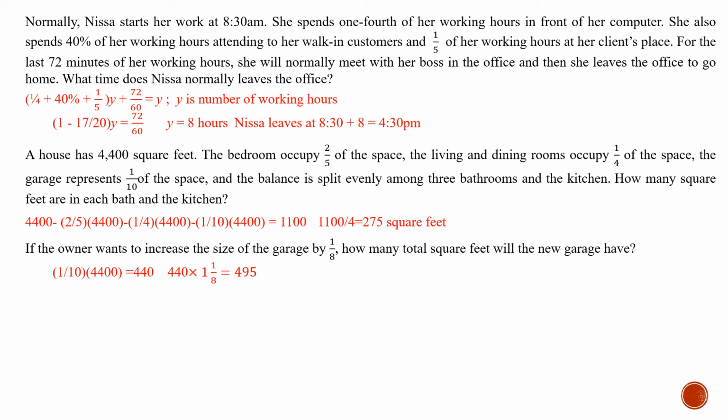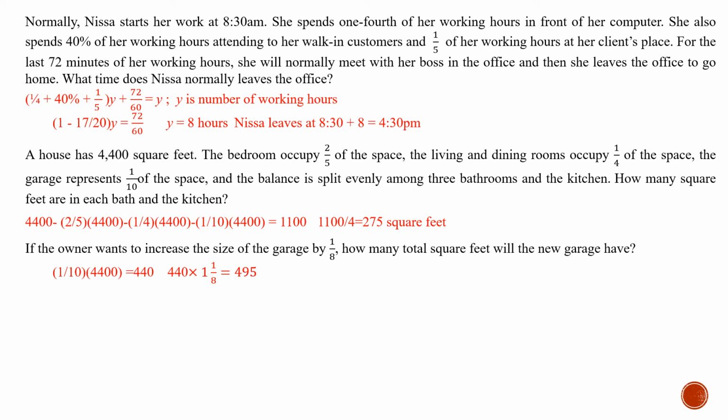Okay, this question, a lot of you ask me whether the question is complete or not. It is complete. So let's go through one by one. Nisa starts her work at 8:30. So you always write down what you write. She spends 1/4. What's 1/4? 1/4. Then you plus 40% of her time. Then you plus 1/5 of her working hours. Okay? All right? For the last 72 minutes of her working hours, she will normally meet her boss.